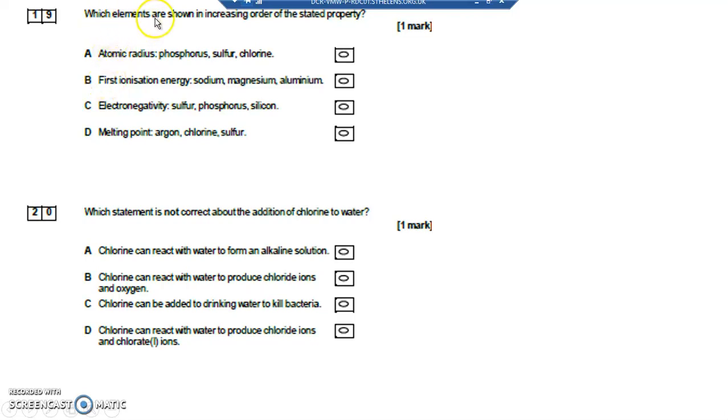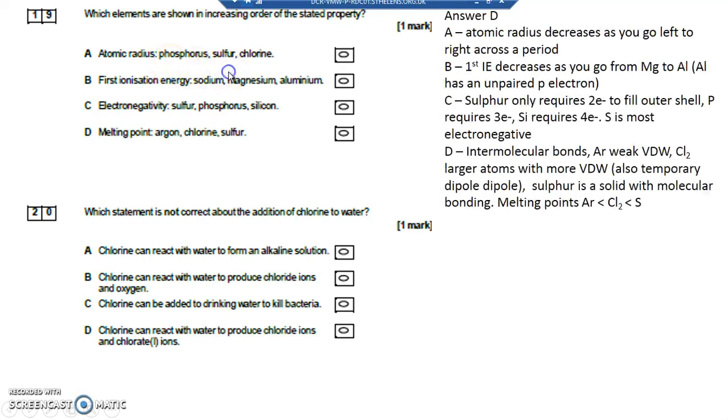Question 19. Which elements are shown in the increasing order of the stated property? So, first of all, atomic radius. So, phosphorus to sulfur to chlorine. As you go across a period from left to right, the atoms get smaller. That's because they get increasing numbers of protons and increasing nuclear charge.